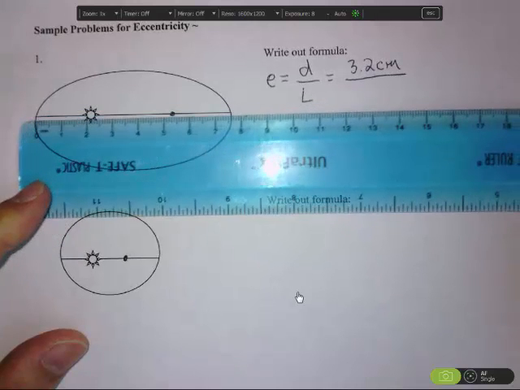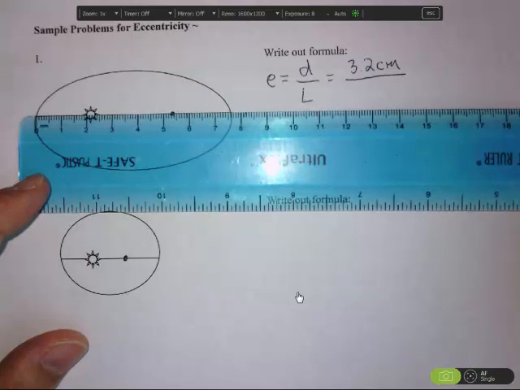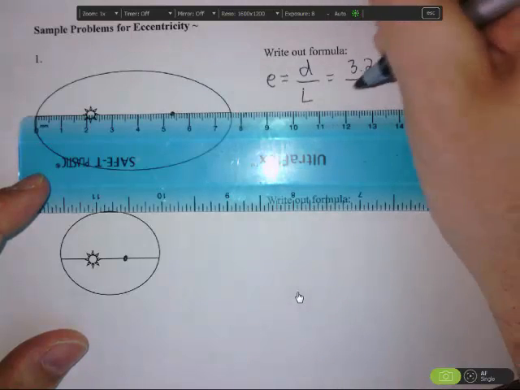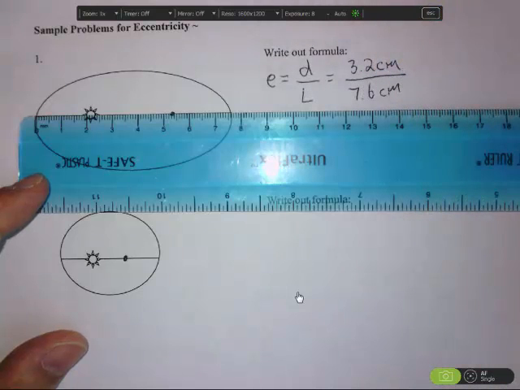And then you measure the length of the major axis. 7.6 centimeters. And you got to be right on. Sometimes what students do is they're kind of like, well, it's really close to 7.5. That's easier to put 7.5. No, you put the full number.